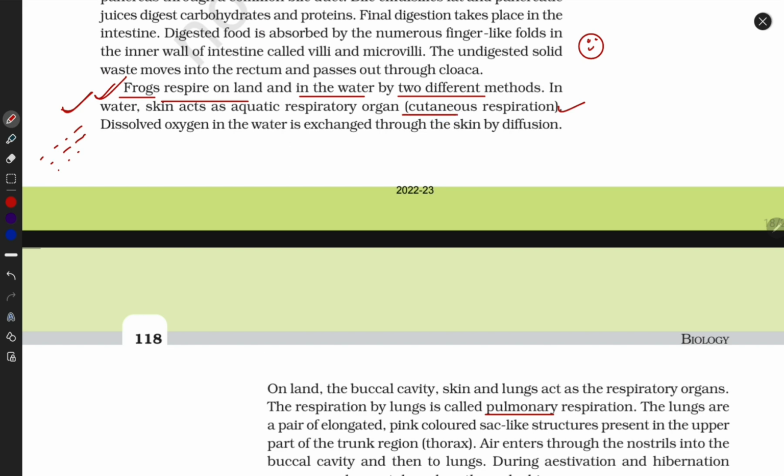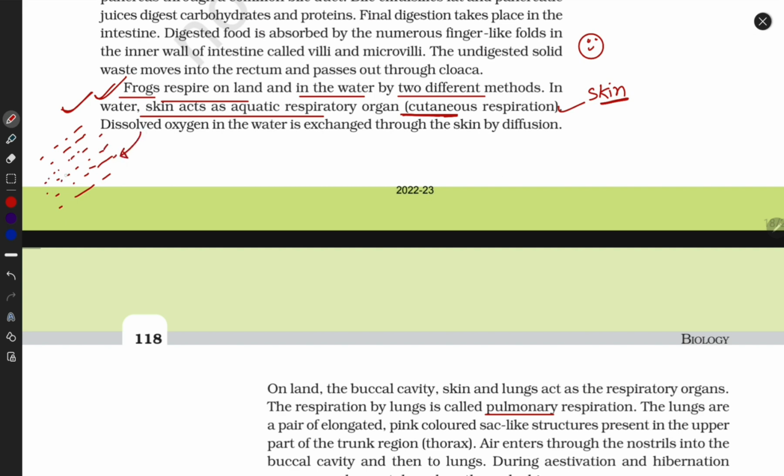Yes or not? Yes. Okay. Cutaneous means something like cutis, something called the skin part. In aquatic medium, skin acts as an aquatic respiratory organ. How do they perform it? Simple, guys. This is the water medium. So water medium contains what?